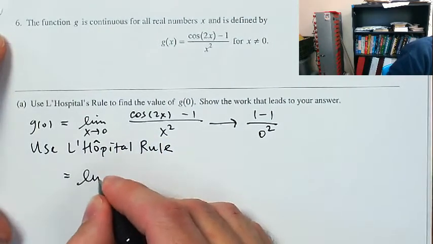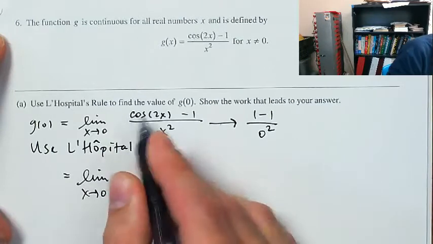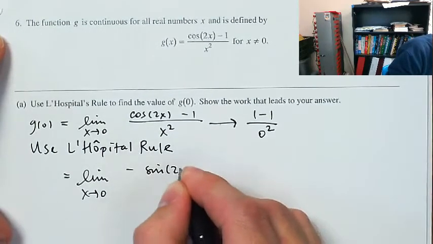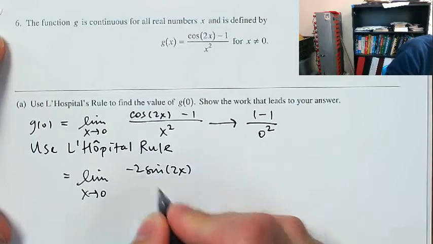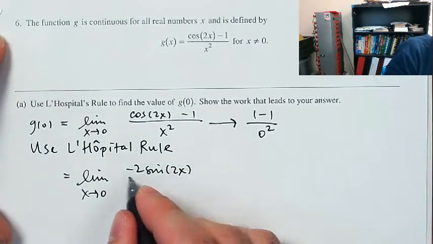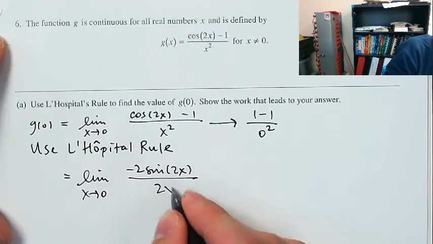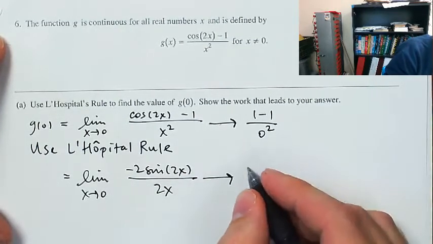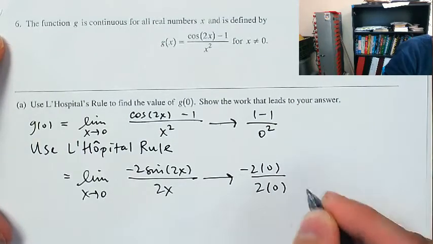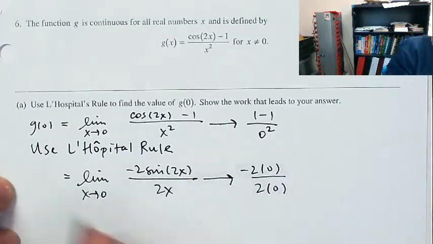And this is going to equal the limit as x approaches 0 of the ratio of the derivatives. So the derivative of cosine is negative sine of 2x. I left some space because I know I'm going to need to multiply by 2 for the chain rule. And then I'm going to subtract 0, because the derivative of 1 is 0, divide by 2x. And then this is going to go to negative 2 times 0, because the sine of 0 is 0, over 2 times 0. So I'm going to use it again.